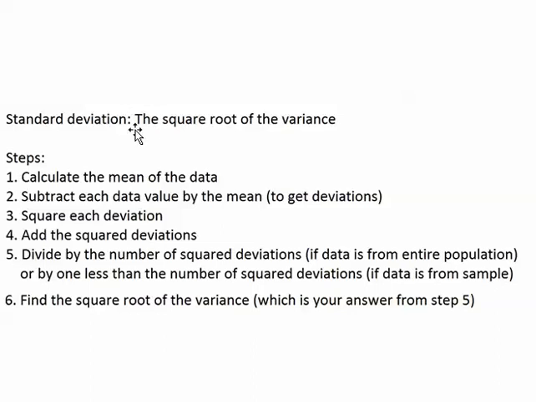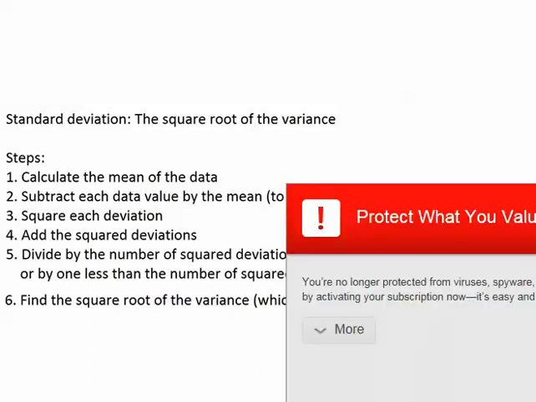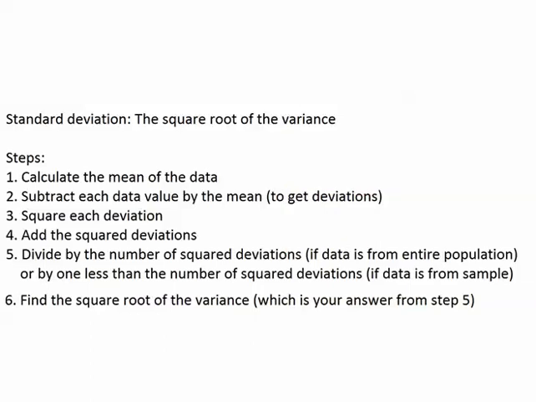These are the steps. You calculate the mean of the data, you calculate the deviations, you square each deviation, you add the squared deviations, and then you do step 5, which depends on if the data is from a population or from a sample. After you finish step 5, you have the variance, and in step 6, you find the square root of the variance to get your standard deviation. We'll go through an example of finding the standard deviation of a population and an example of finding the standard deviation of a sample.